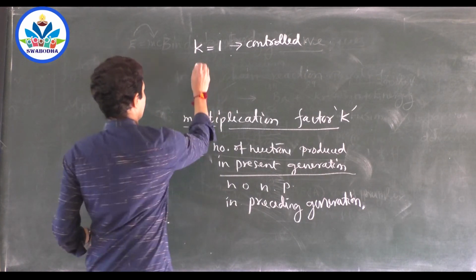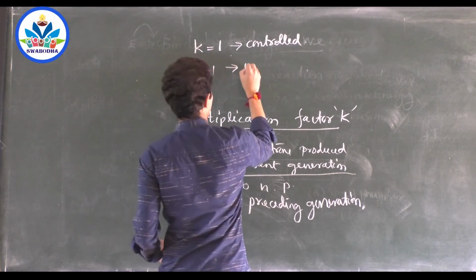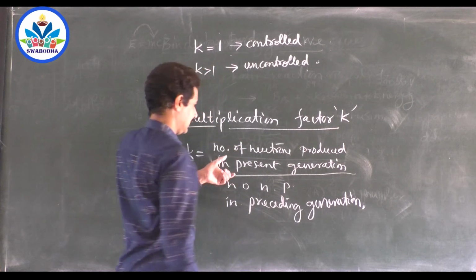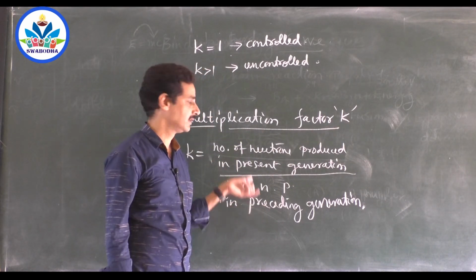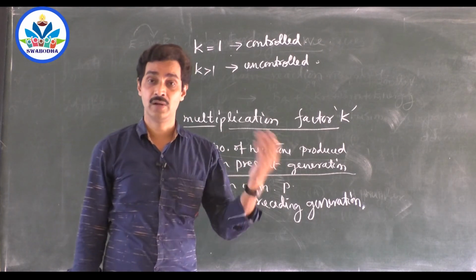And if K is greater than 1, what do you mean by that? The chain reaction is uncontrolled because the numerator should be greater, the denominator lesser. Number of neutrons produced in the preceding generation is less, present generation is more. That means it is a growing chain reaction and it is uncontrolled.